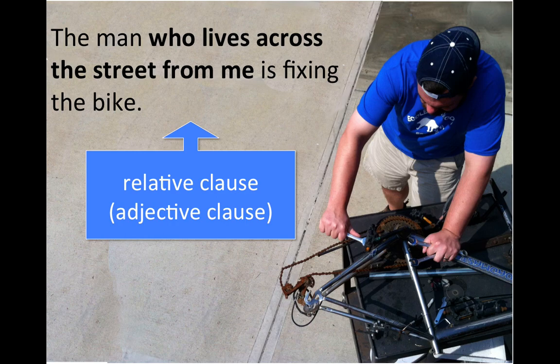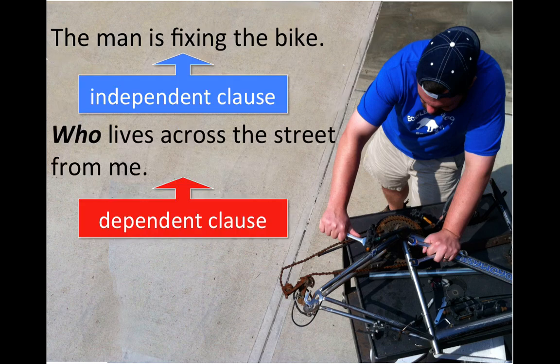You might also know of these as adjective clauses because they describe nouns. They describe or modify or give more information. In this case, who lives across the street from me is describing the man. So the way these are constructed is from two separate clauses. Let's look at them separately.